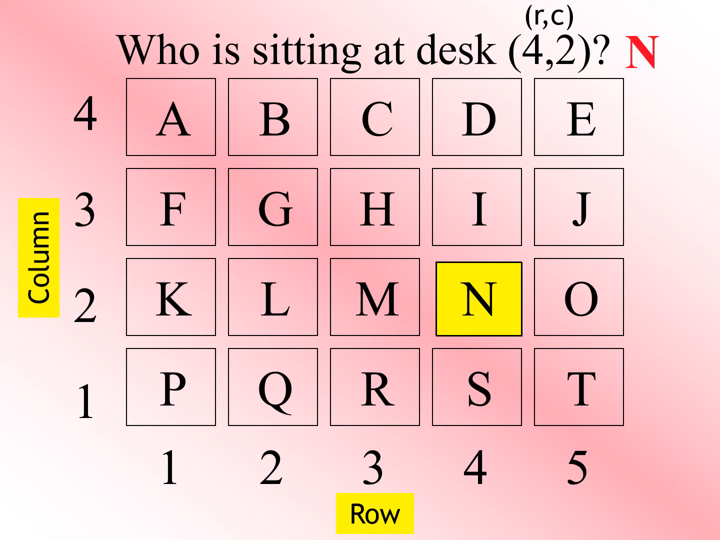Then let us have another one. Who is sitting at 5-3? What is the intersection of 5 along the row and 3 along the column? Yes, it is J. So the answer is J. And then we have another one. Who is sitting at 2-2? What is the intersection of 2 along the row and 2 along the column? Yes, it is L.